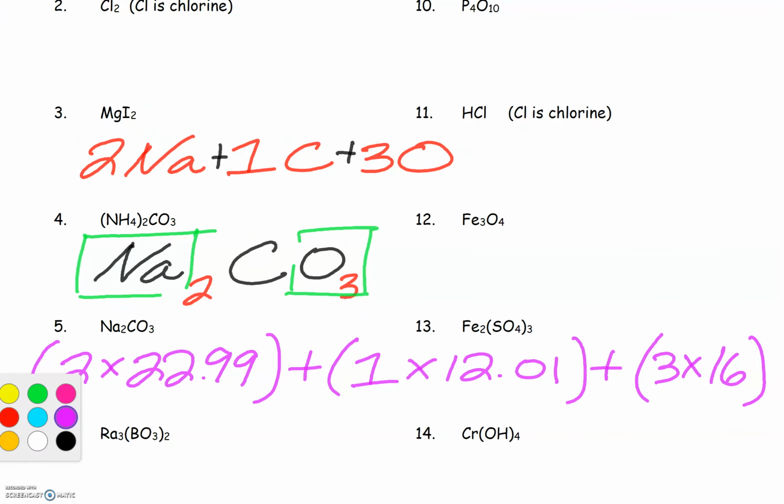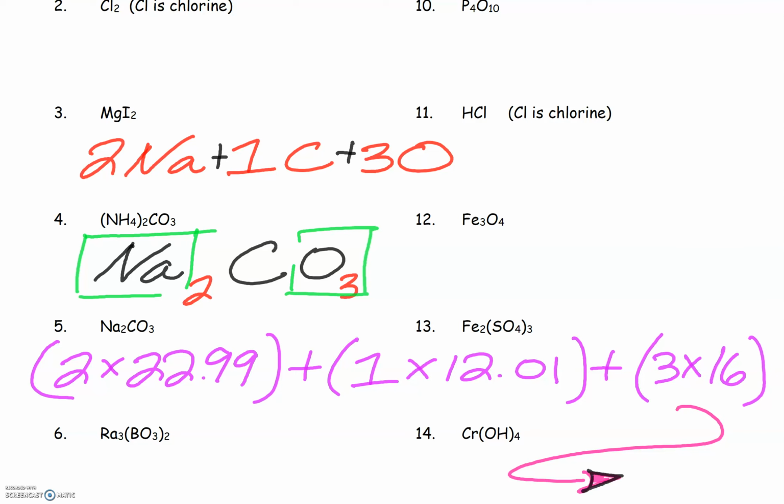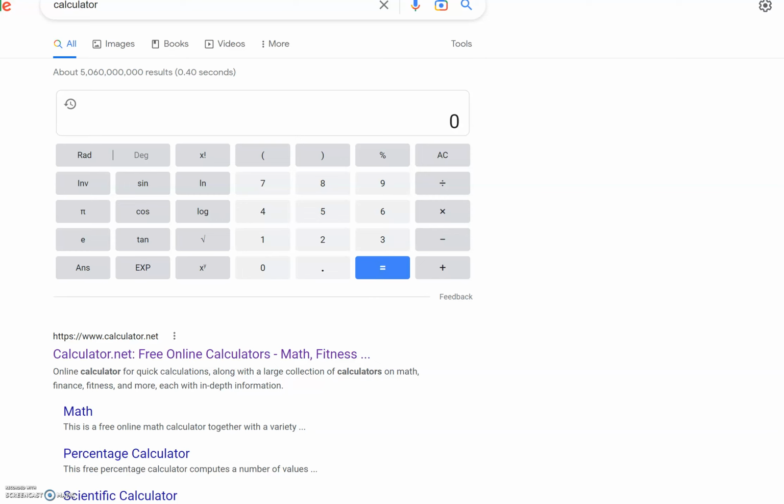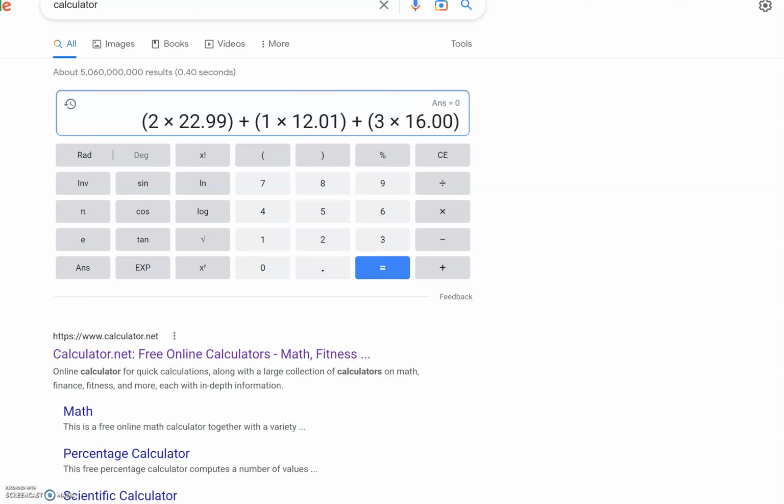Then we're going to plug all that into our calculator, and that is going to give us a final answer. So let's plug that into our calculator. We're going to have 2 times 22.99 plus, and maybe we should use parentheses here just to make it look better. So 2 times 22.99, plus 1 times the carbon value, which was 12.01, plus 3 times 16.00. Again, you can just plug this all in your calculator.